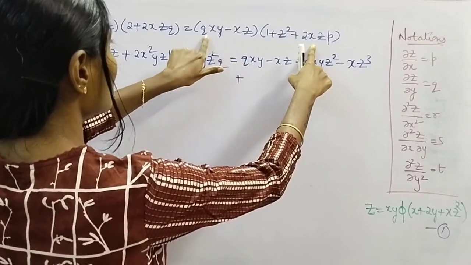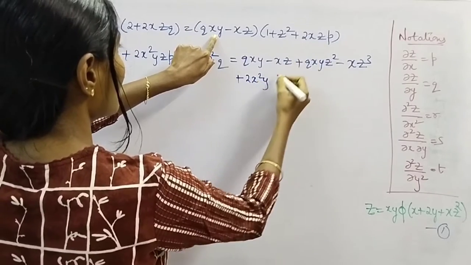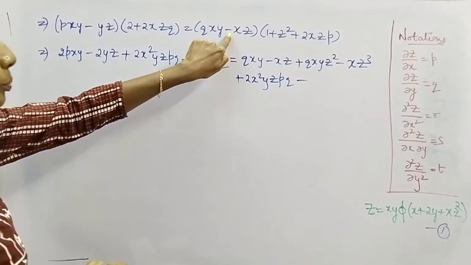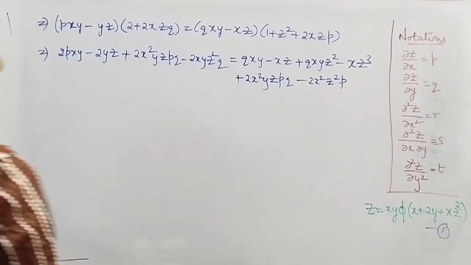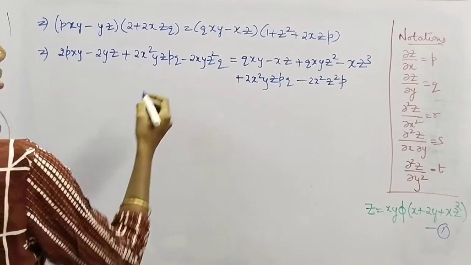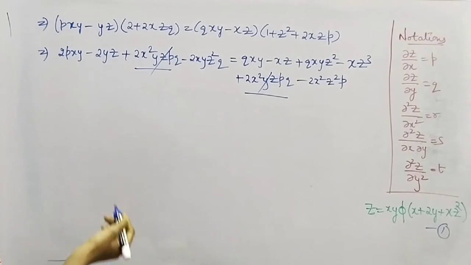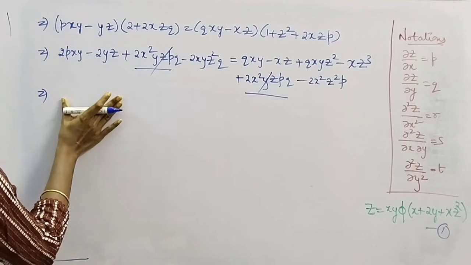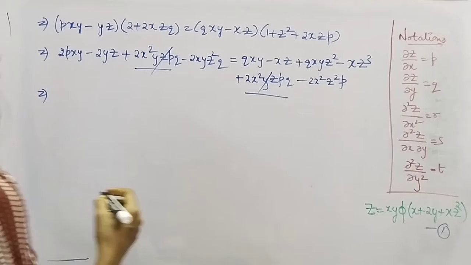plus this term into these two terms, 2x into x square yz pq, minus into plus minus 2x into x square z square p, right? 1 2 3 4 5 6, right? Fine. Now you can cancel 2x square yz pq from LHS and the RHS. Now what we'll do is we'll write all the terms that involve p in LHS part and the terms that do not involve q or p in the RHS part.